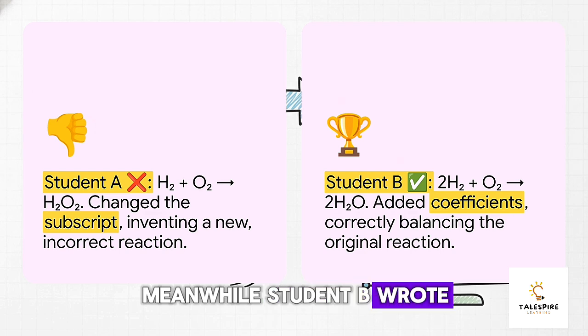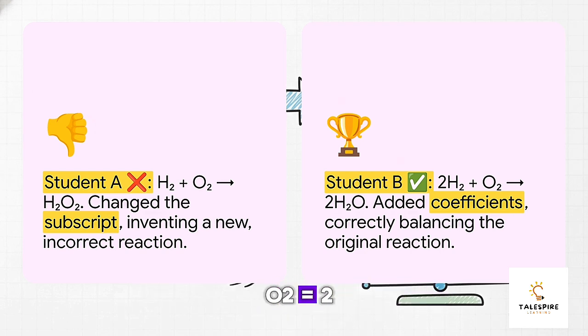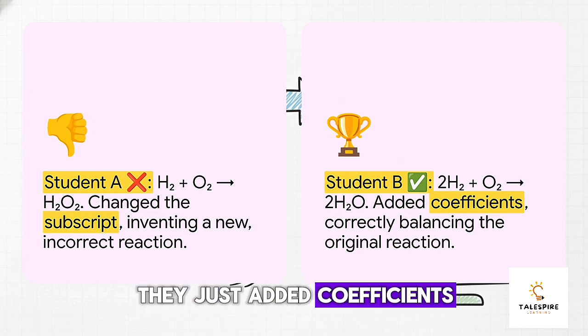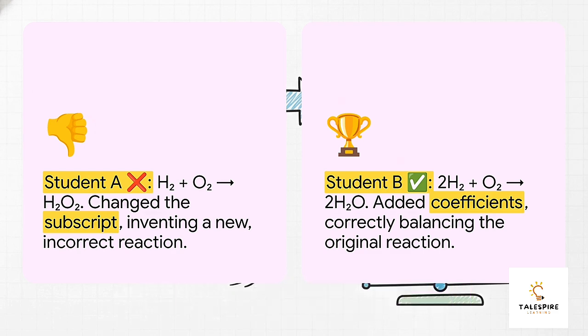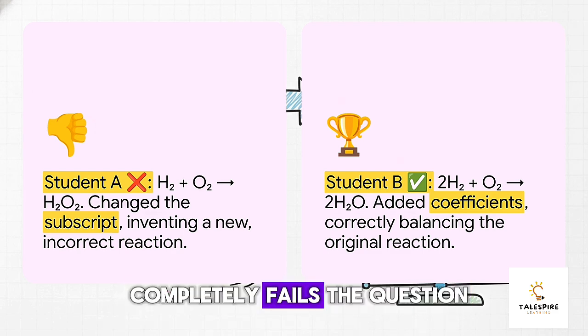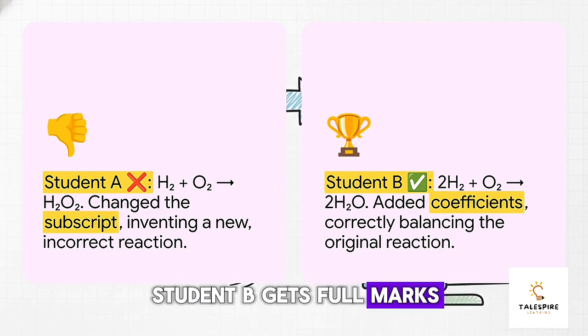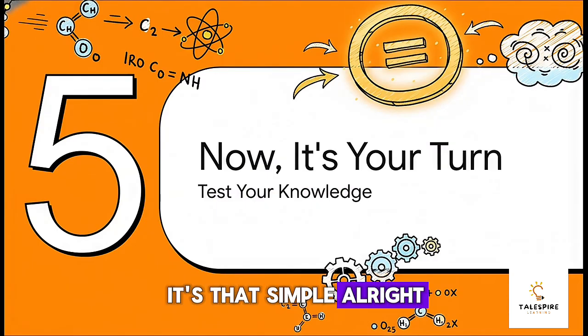Meanwhile, student B wrote 2H2 plus O2 equals 2H2O. They just added coefficients, which correctly balanced the original reaction to make more water. The result? Student A completely fails the question, student B gets full marks. It's that simple. All right, enough of me talking.